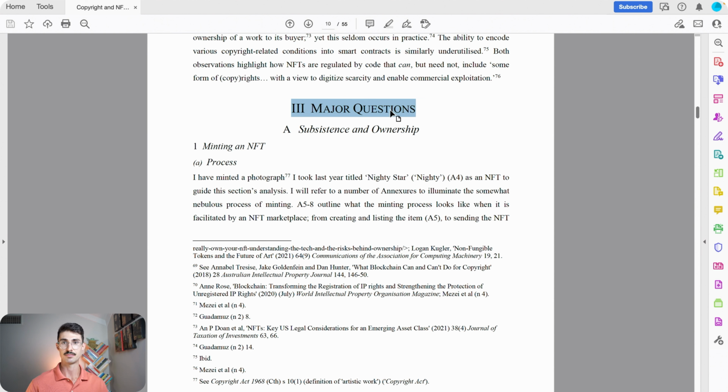Just imagine if I went and discussed the major questions about copyright and NFTs before I explained NFTs. In other words, I described and explained the major questions, and then afterwards, I explained what NFTs are. The whole paper just wouldn't make that much sense. That is really what sequencing is getting at.